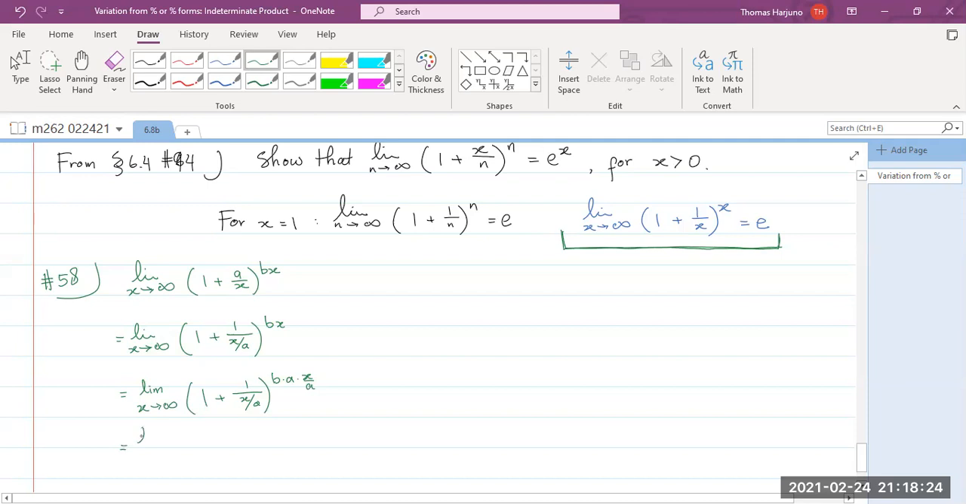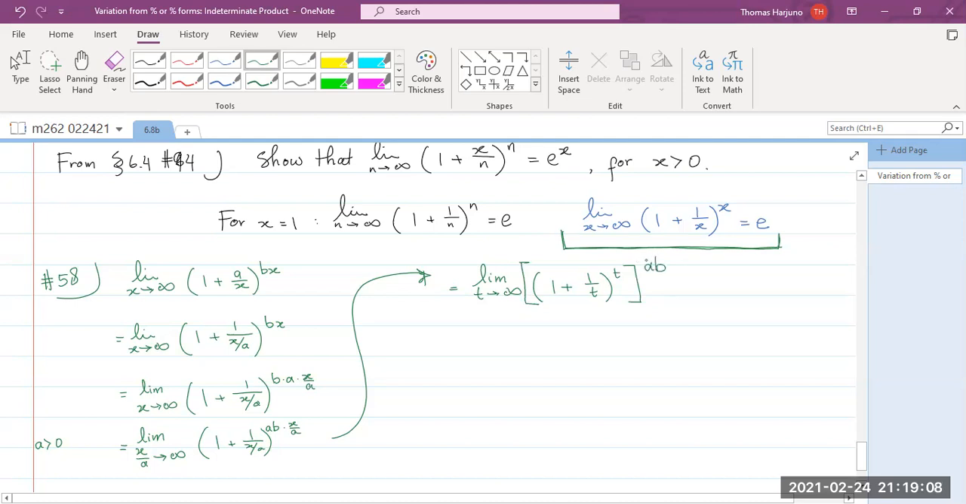But at the same time, if x goes to infinity, assuming a is positive, then x over a also goes to infinity. Is it right? Now that expression, if I use a dummy variable, becomes the limit as t goes to infinity of 1 plus 1 over t to the power of t, to the power of ab. This is the limit of that expression, quantity to the power of ab, that is e to the ab.